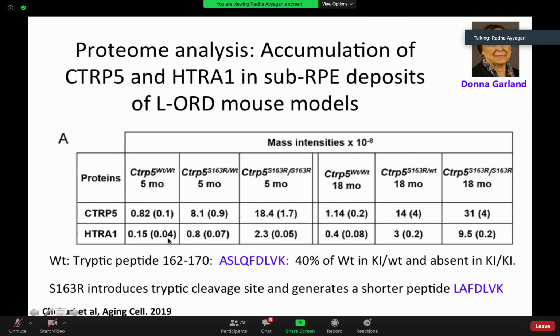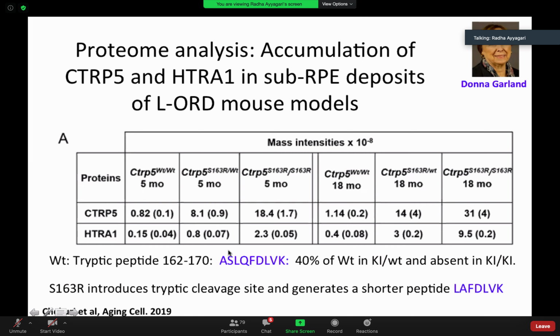Similarly, she also measured the levels of HTRA1, and they show the same trend. The heterozygous mice show increased levels of HTRA1, and the homozygous mice also at 5 months show higher levels of HTRA1 compared to the wild-type controls. And with age, there is further increased accumulation. There is also otherwise increased accumulation just with age, but when you compare them with the age-matched controls, there is an accumulation of CTRP5 and HTRA1 in the heterozygous mice, which is the LOD model, and also in the homozygous mouse.